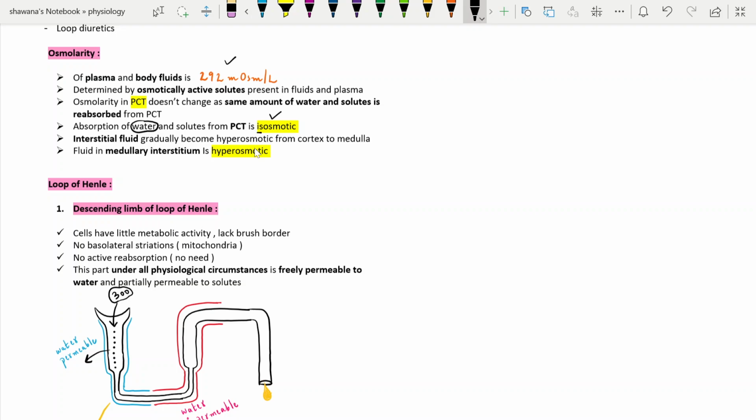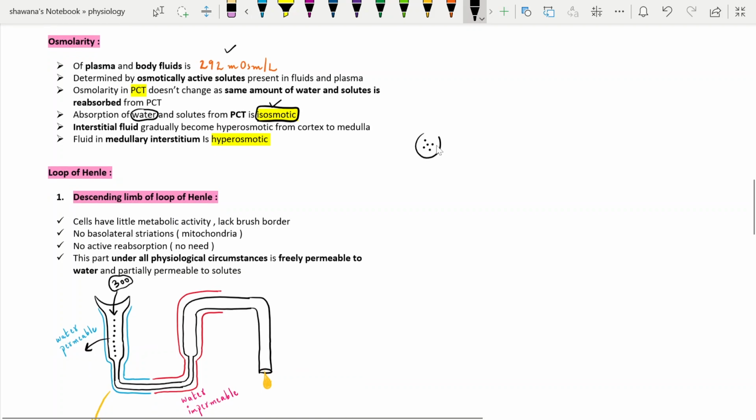It means that the same amount of water and the same amount of solute has been reabsorbed, so the ratio present in the lumen of the PCT is the same as before the reabsorption. So osmolarity in the PCT is not changed, it's isoosmotic.